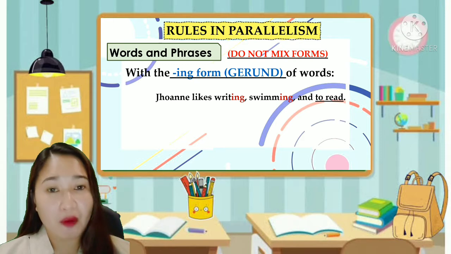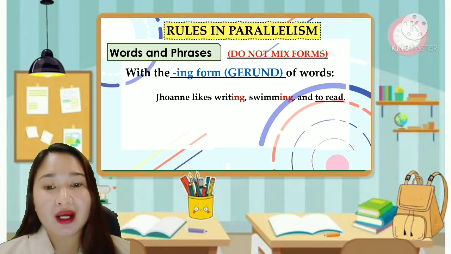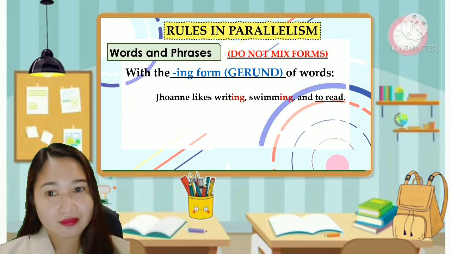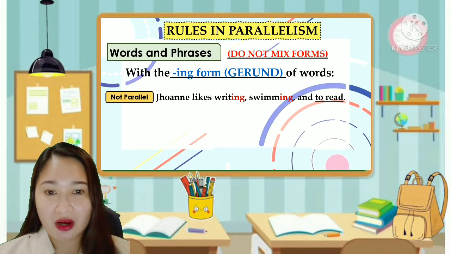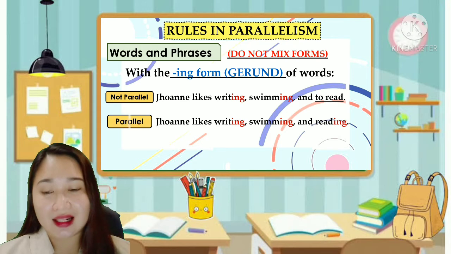With the -ing form or gerund of words, example, Joanne likes writing, swimming, and to read. Does this sentence show parallelism? That's right. It is not parallel because the words "writing" and "swimming" are examples of gerund, while "to read" is an example of infinitive. To make it parallel, it should be Joanne likes writing, swimming, and reading.